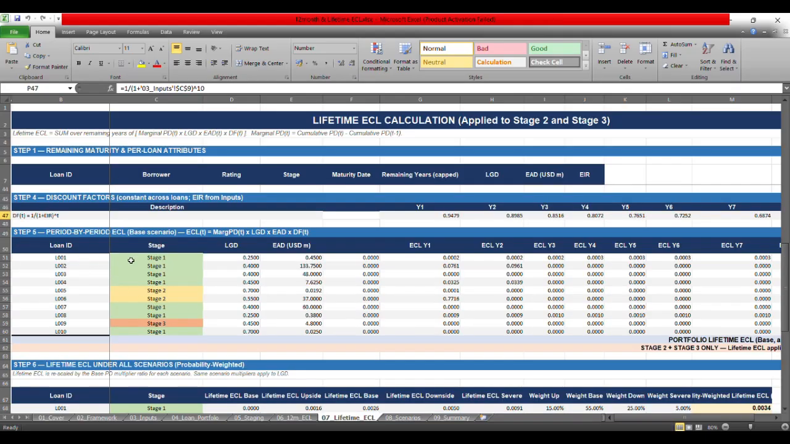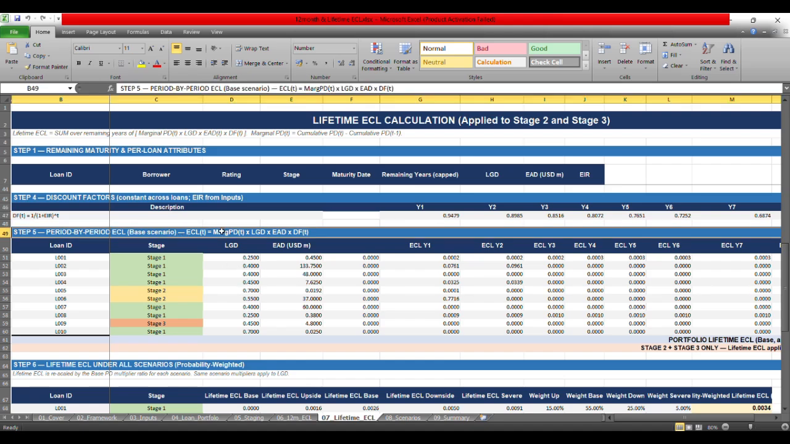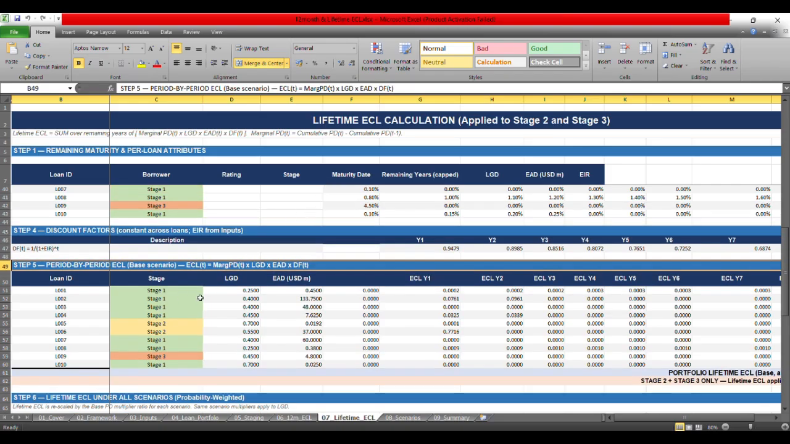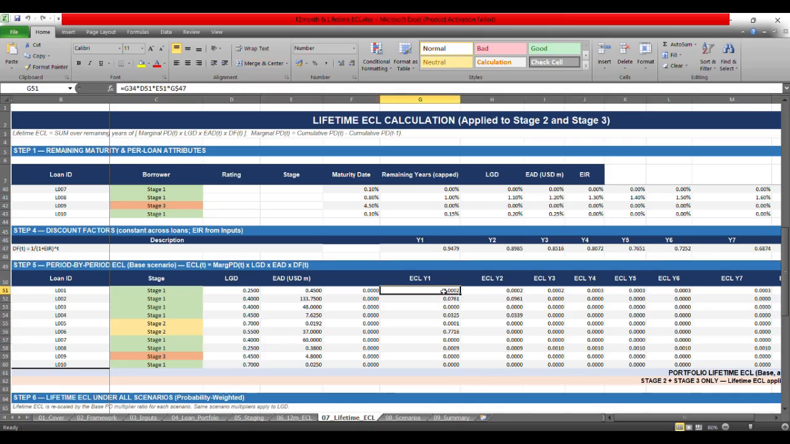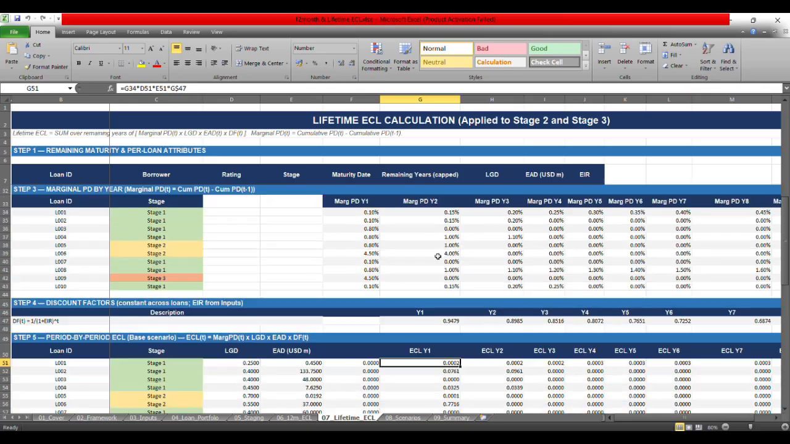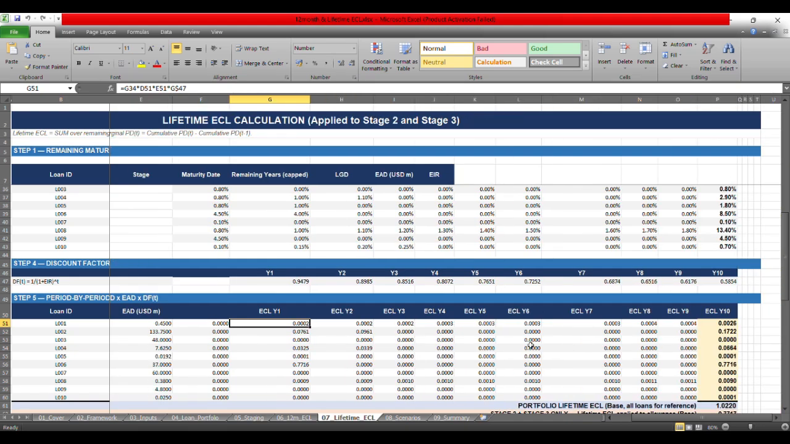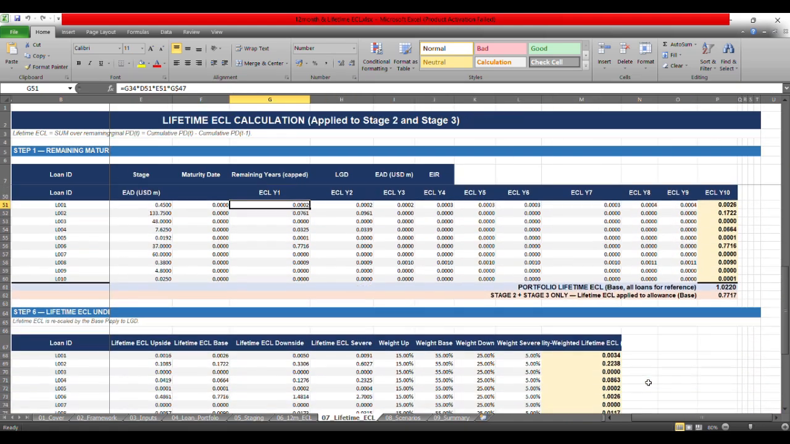Then comes step 5, the period by period ECL, which is the actual ECL by year. For each year, I pulled the marginal PD that we computed above, and then the marginal PD times the LGD times the EAD times the discount factor. Multiplying all together, you get the actual ECL provision for that particular year, because it uses the actual year discounting values and the actual probability for that year, coming from the marginal PD. Then we sum across all the years to get the total lifetime ECL.